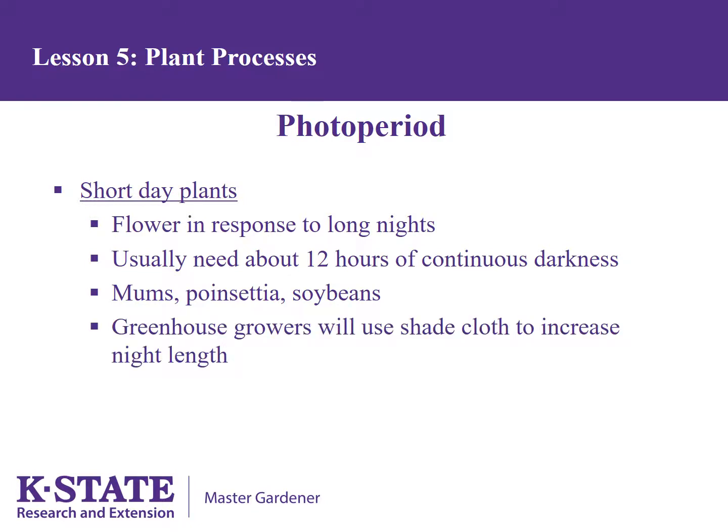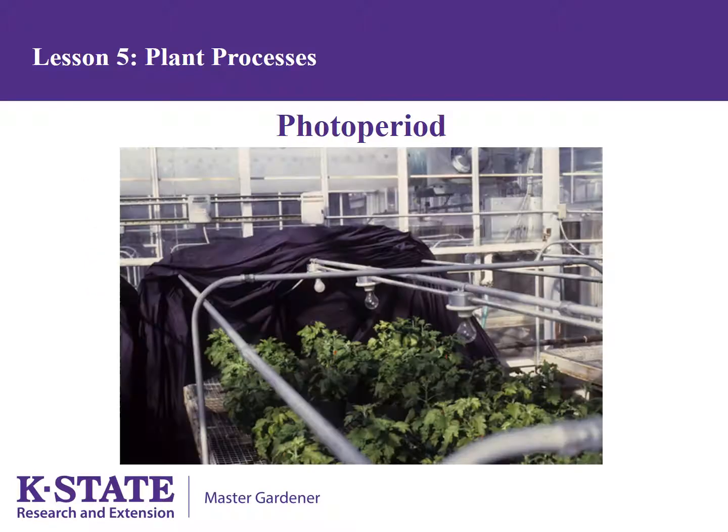Greenhouse growers will use shade cloth if there aren't enough hours of dark. This is shade cloth. They'll usually pull it at 5 p.m. and remove it at 8 a.m. for poinsettia. Even though a bit over 12 hours of dark is enough to cause bud set on poinsettia, bud set takes place more quickly at about 14.5 hours. Also notice the lights. We'll talk about those in the next slide.